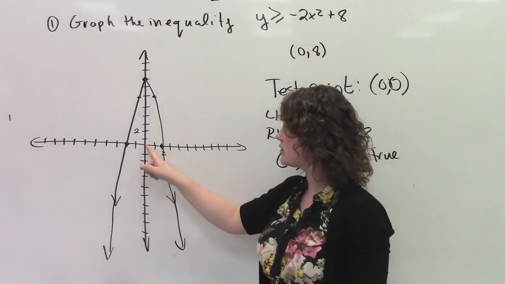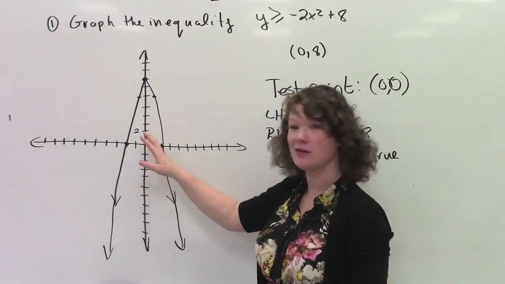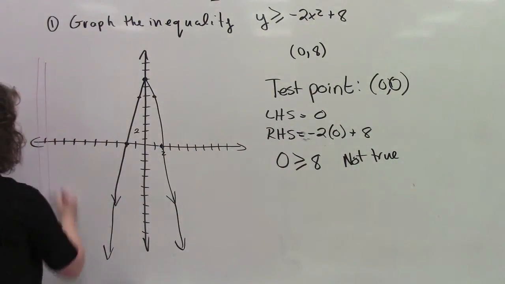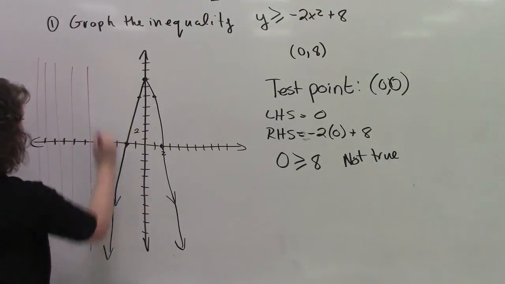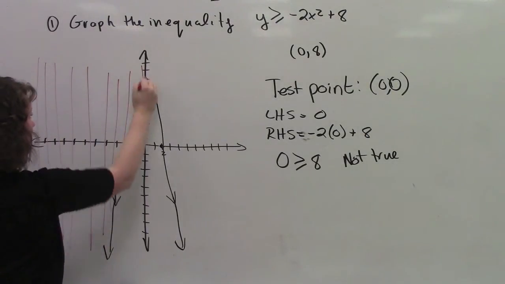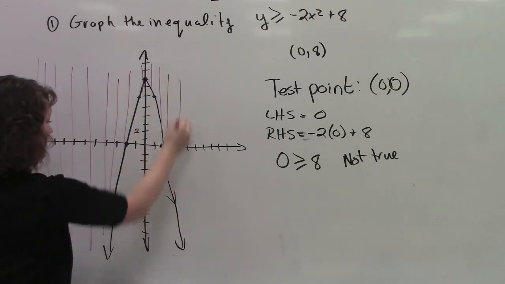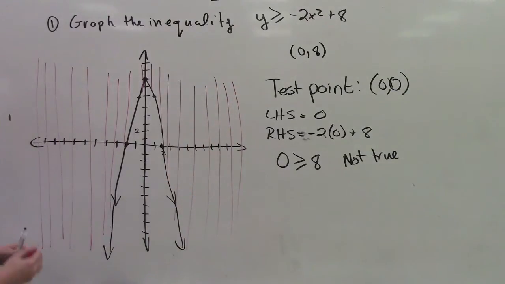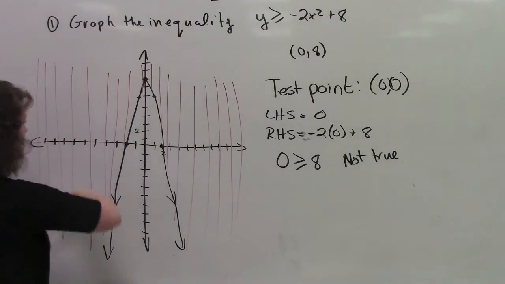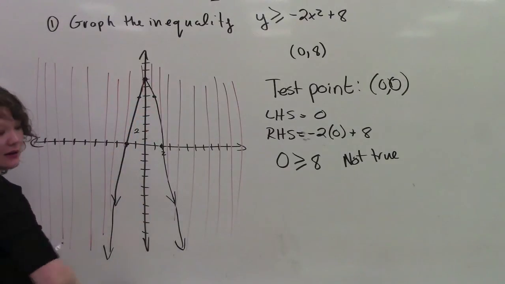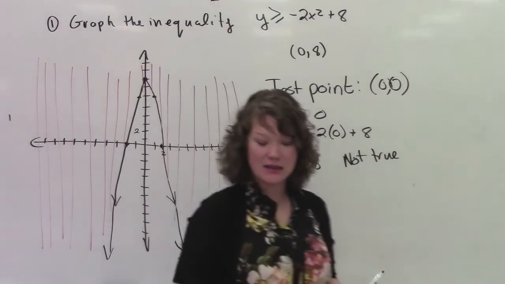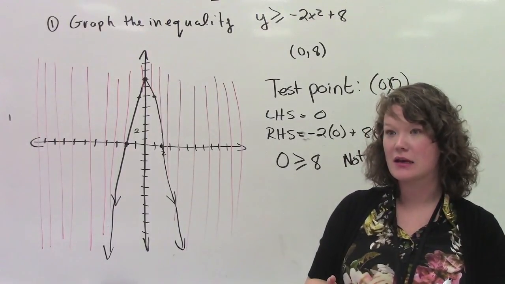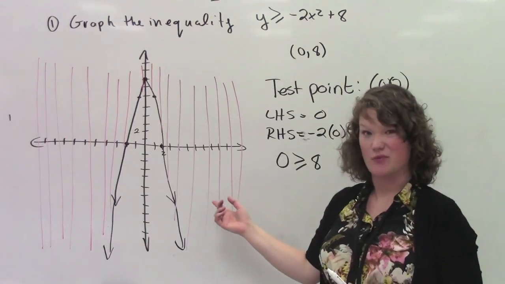That means that this point is not included in the region, so we have to color in the opposite region. So that's everything that's not underneath the parabola. So my solution region is actually here instead of underneath here. It's a slightly different look to it than the linear inequalities, but it's the same principle.